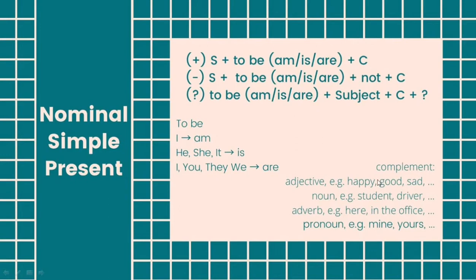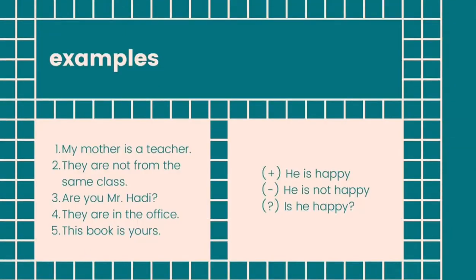Look at this. Complement. It can be adjective, kata sifat: happy, good, sad. It can be noun: student, driver. It can be adverb, kata keterangan: here, in the office. And it can be pronoun: mine, yours, etc. For example, my mother is a teacher. They are not from the same class.